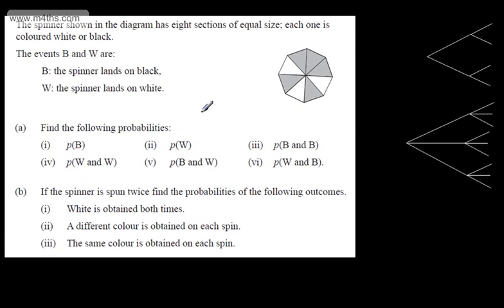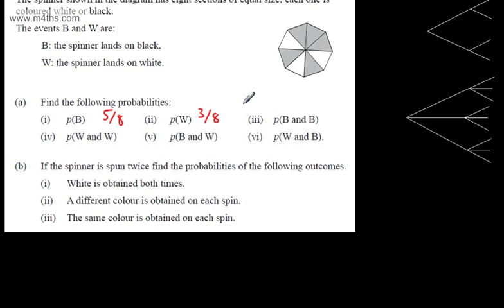Okay, so what we're going to do is just go ahead and look at these. The first ones are very straightforward. So what we've got then are the following. We've got B, and we can see that these are the black ones. So 1, 2, 3, 4, 5. So we've got 5 out of 8. So the probability of a black is 5 out of 8. Therefore, the probability of a white is 3 out of 8. And we can see that anyway.